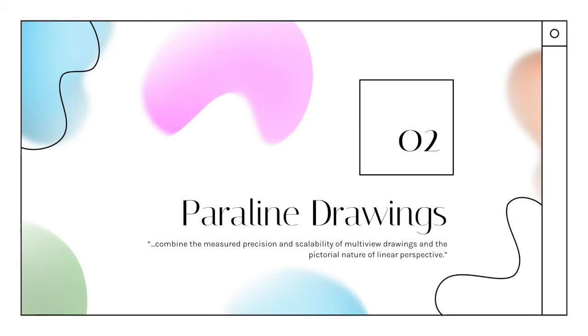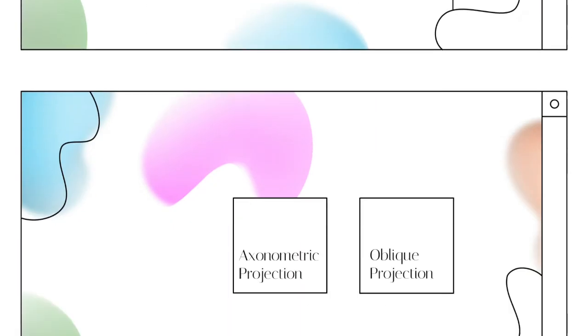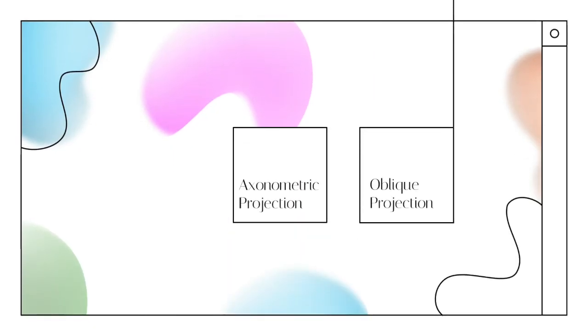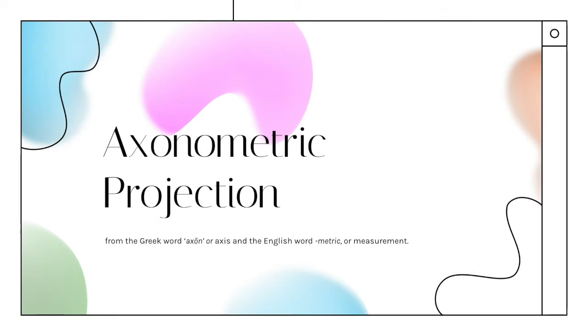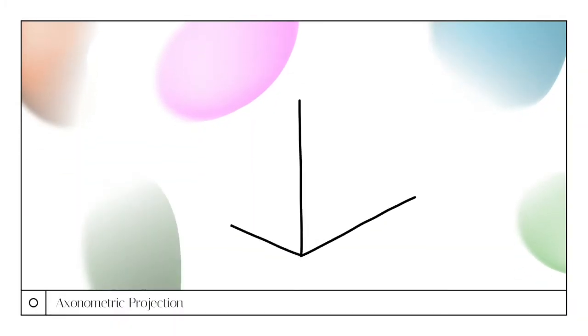Now let's hop on to paraline drawings, the second of the major drawing systems. According to Ching, they combine the measured precision and scalability of multi-view drawings and the pictorial nature of linear perspective. Under it are two major types: the axonometric projection and the oblique projection. Focusing on axonometric projections first, they derive from the Greek word axon, or axis, and the English word metric, or measurement. The word axonometric then means that all principal axes, x, y, and z, and the measurements made on them are drawn exactly to scale.